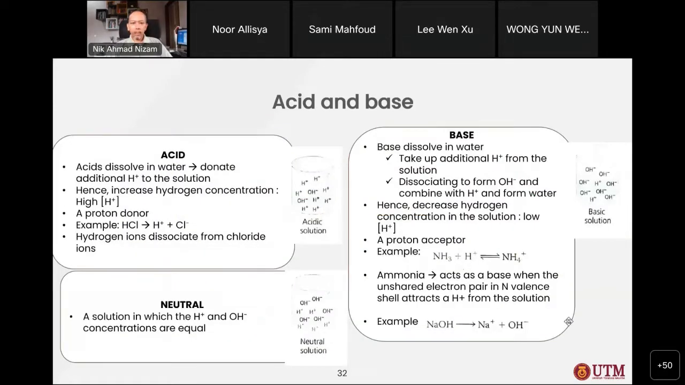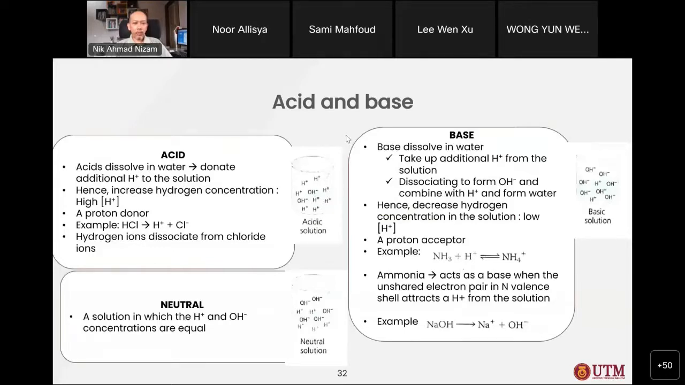So what are acid and base? An acid dissolves in water and donates additional H plus to the solution. So inside an acidic solution, there will be a lot of H plus as compared to OH minus.